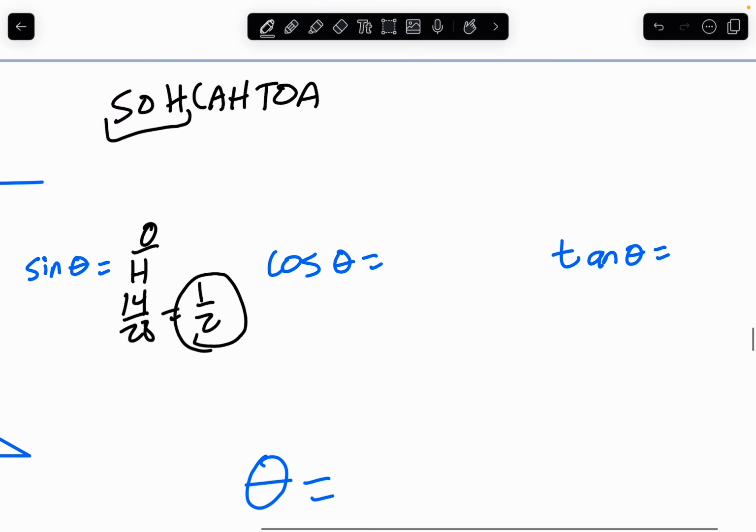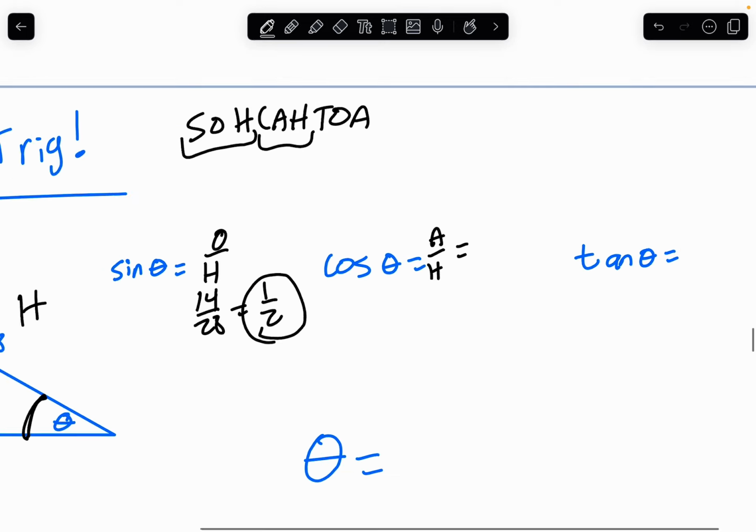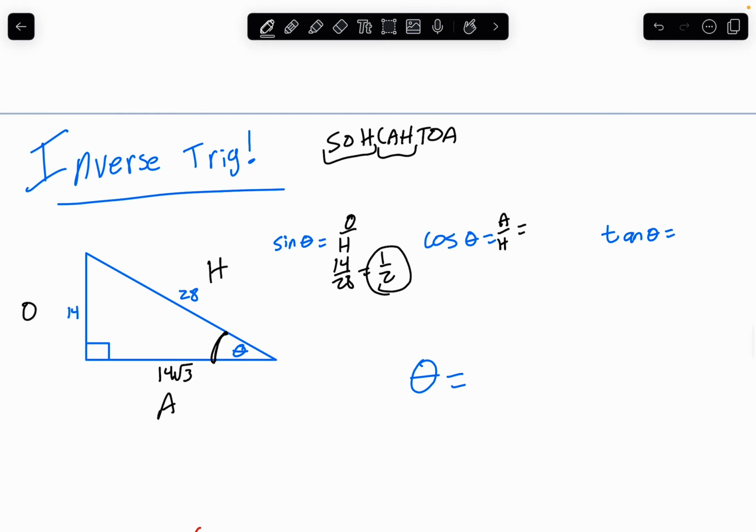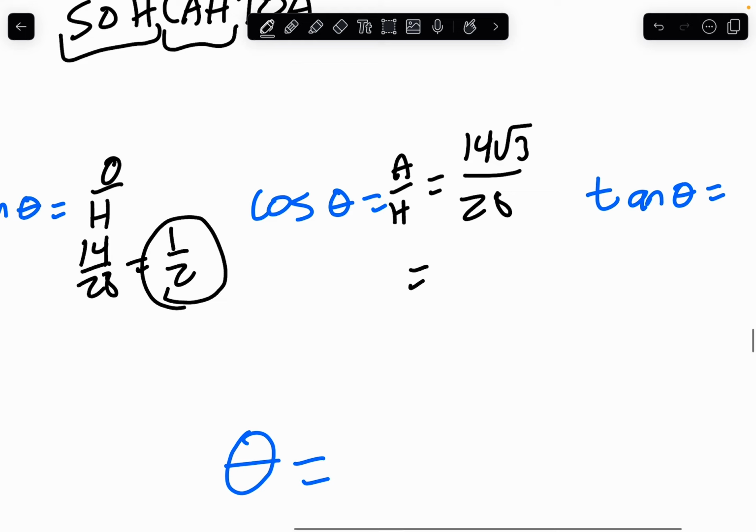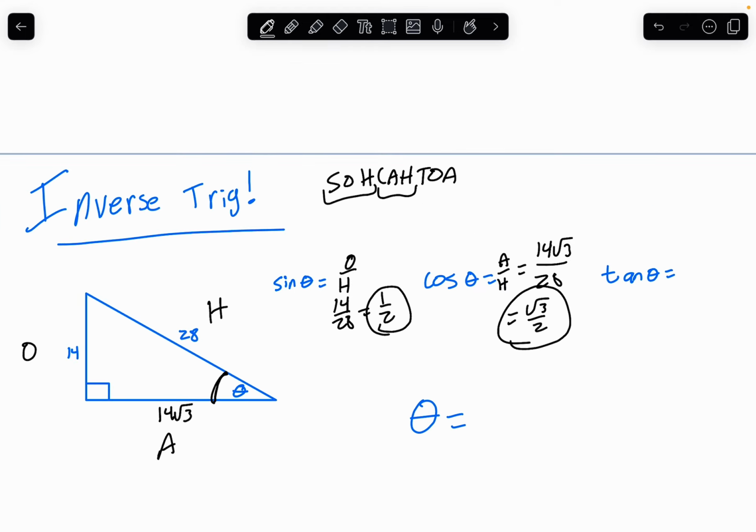Cosine of theta, that's the ka part. That is adjacent over hypotenuse. So if we go to theta, the adjacent side would be 14 root 3, and the hypotenuse would be 28. Well, that reduces to root 3 over 2. So that would be the cosine of theta, root 3 over 2.